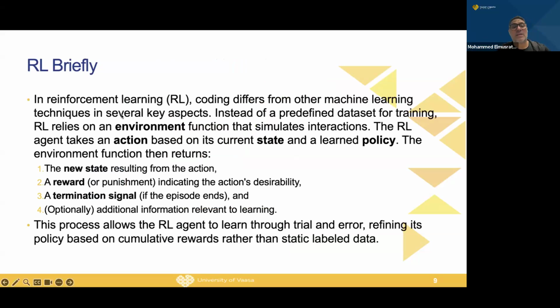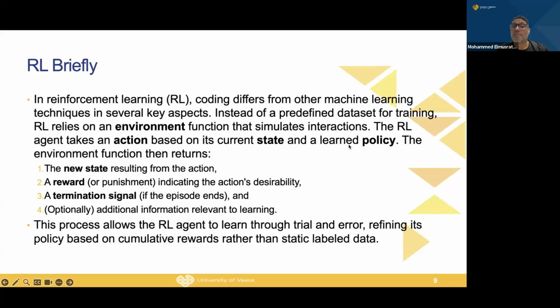So as you can see, coding reinforcement learning is different from coding in machine learning. In machine learning, we rely on a predefined data set for training. However, reinforcement learning relies on an environment function. When you write the code, you will have an environment function that simulates the interaction between the intelligent agent and the environment. The reinforcement learning agent takes an action based on its current state and the learned policy, as we will see soon.